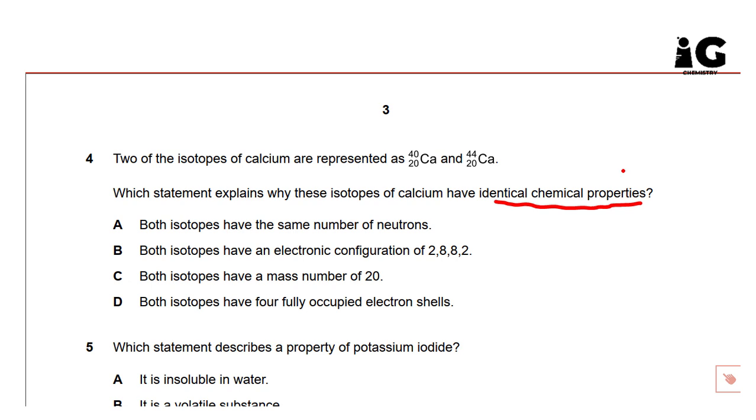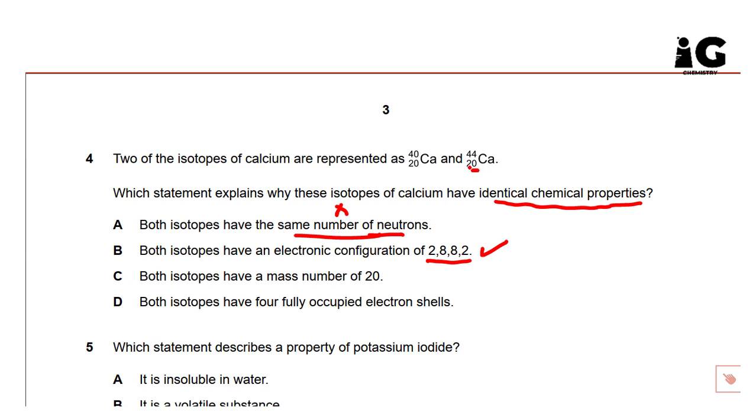Whatever it is, metal or non-metal, it's going to share, lose or gain. So here the first one: both isotopes have the same number of neutrons. Of course, this is definitely wrong, because the idea of isotopes is that they have a different number of neutrons. B: both isotopes have an electronic configuration of 2,8,8,2. Actually, this is correct, because both of them have the same number of electrons.